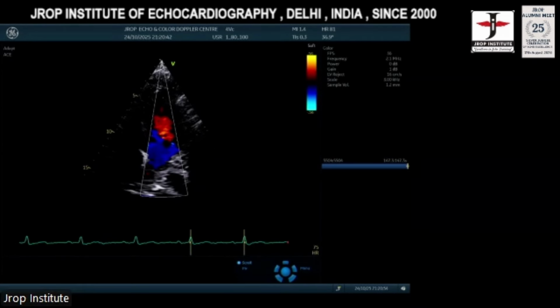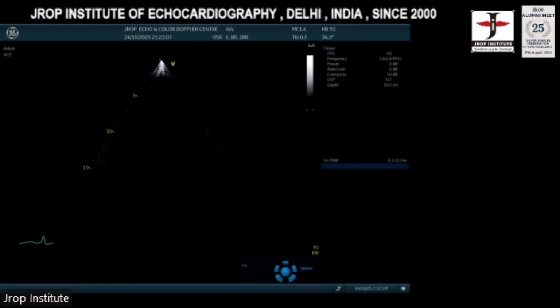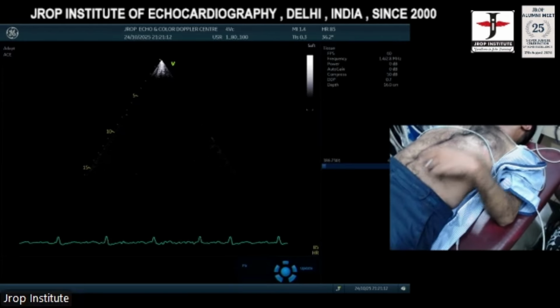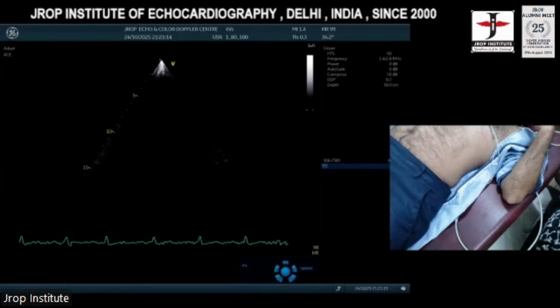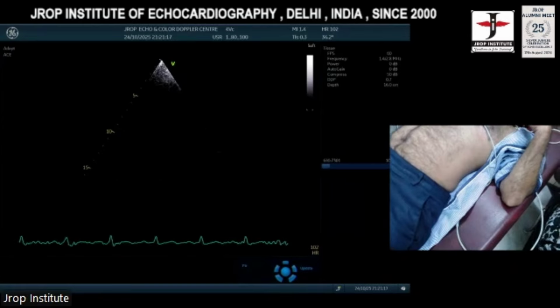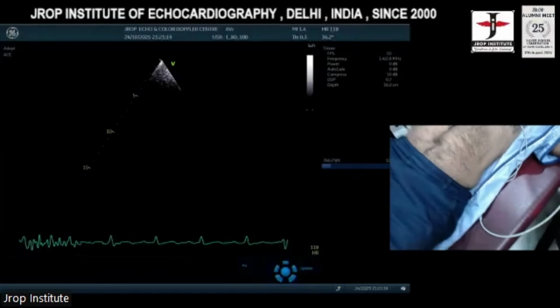Dr. Gaurav Singh, go ahead. Sir, in the apical view, sometimes the apex is not visible. And in the parasternal view, sometimes the RV is not visible. We only see the septum. The view starts only from the septum. So how should we maneuver to get a good image?